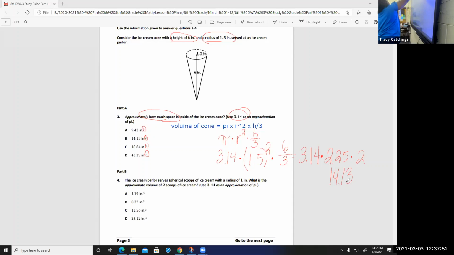Oh, you did the final step. I think that one was what, 4.5 maybe? And then you went ahead and multiplied it by 3.14, 14.13. Good.